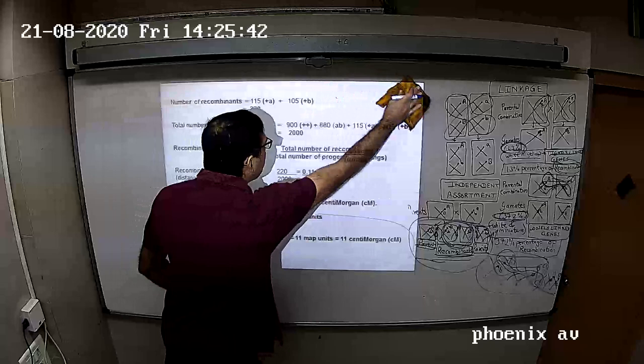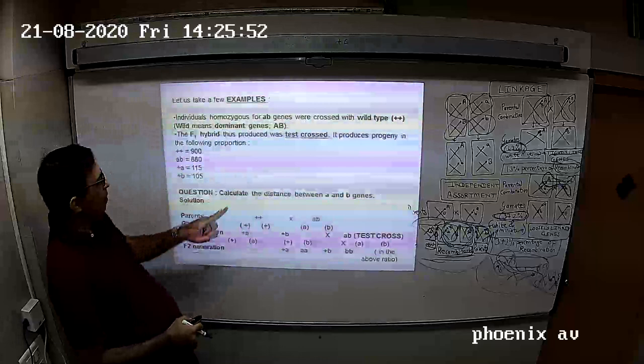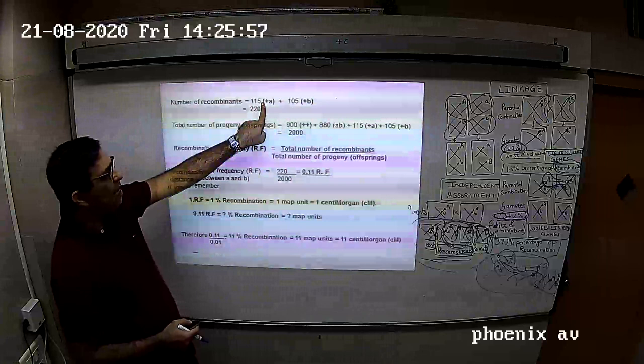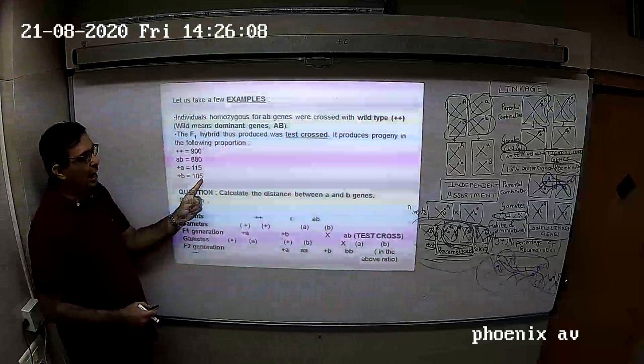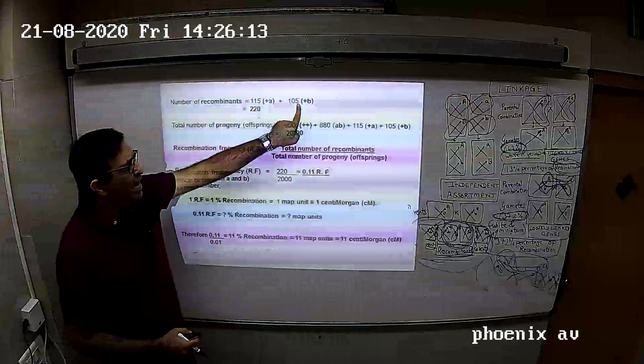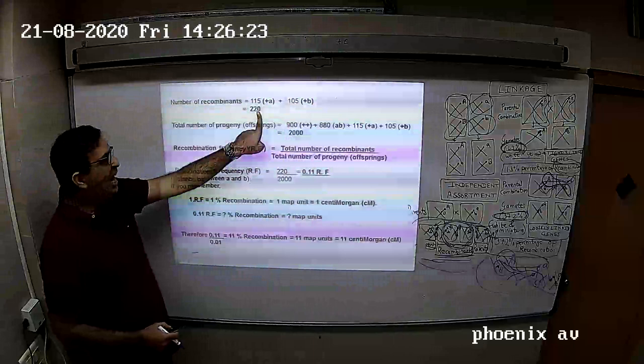How much did you get plus A? Check that. You got plus A, which are recombinants. Plus A, you got 150. Plus B is again a recombinant. You got 105. So you got plus A, 150. Plus B, 105. So what number of recombinants did you get? 220. 220 recombinants. And total number of offspring, progeny.